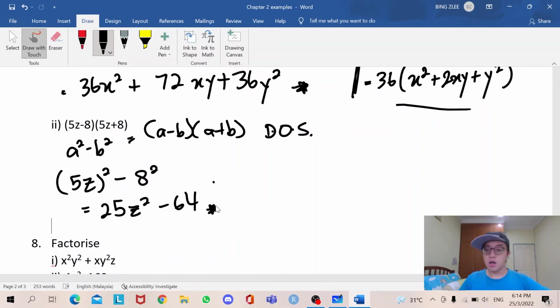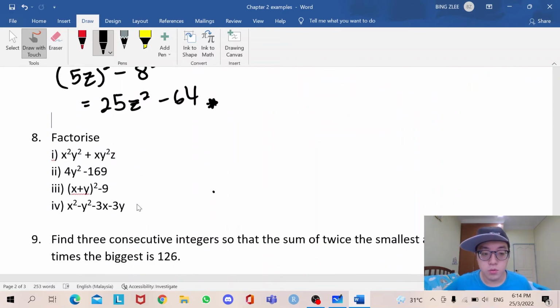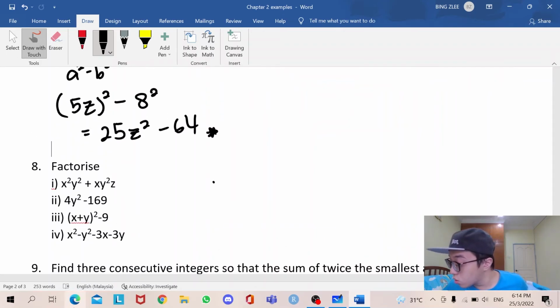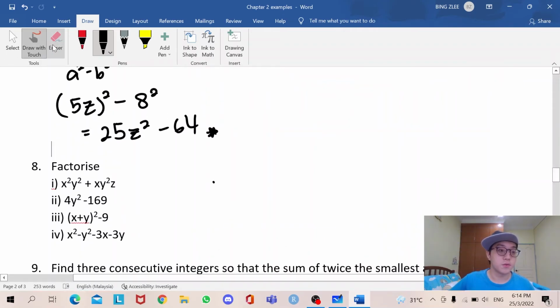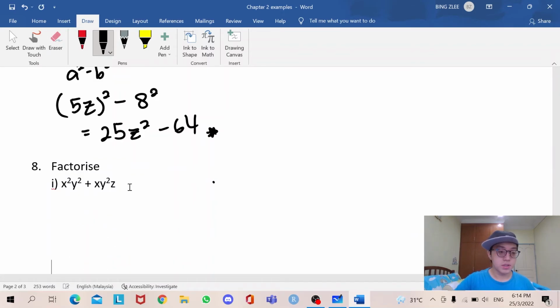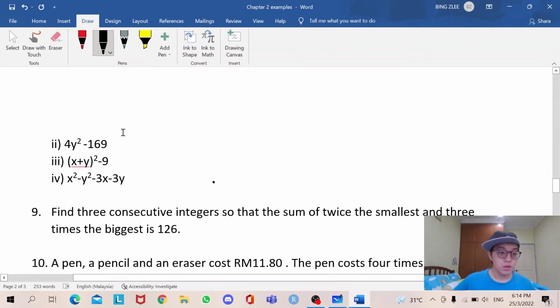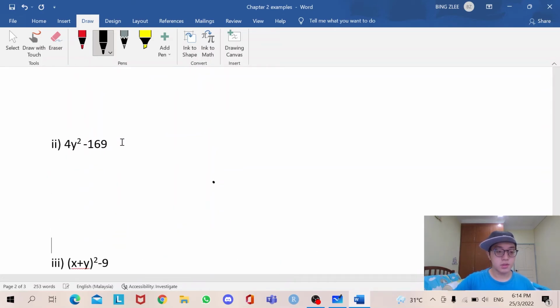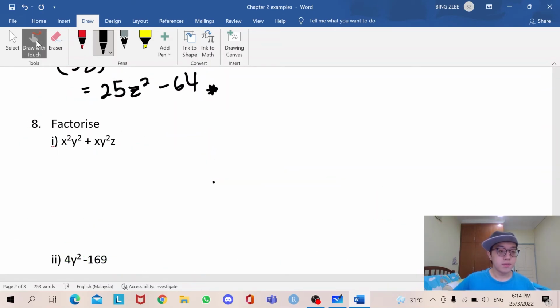Just that easy. So from here, we will move on to our last question here. Last question for today. Last example. I'm going to make some spaces here. Okay, so the first one, they ask you to factorize this.